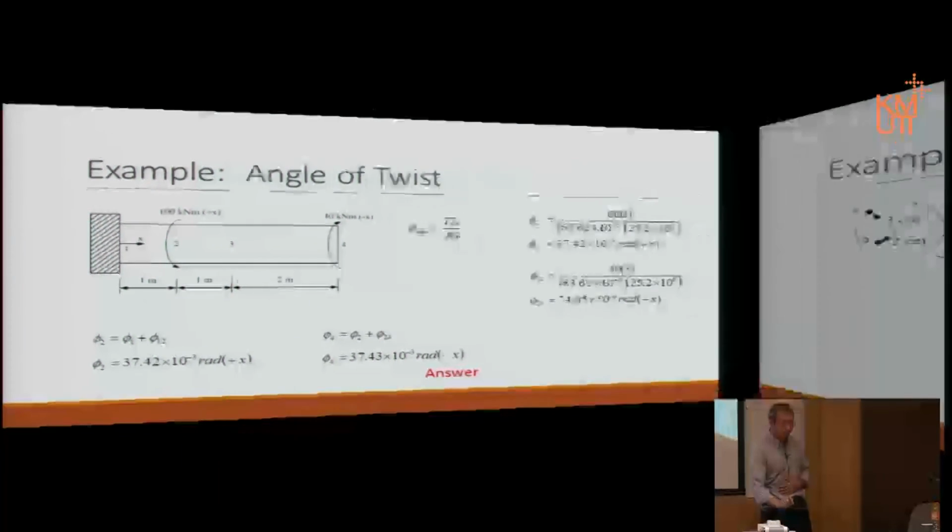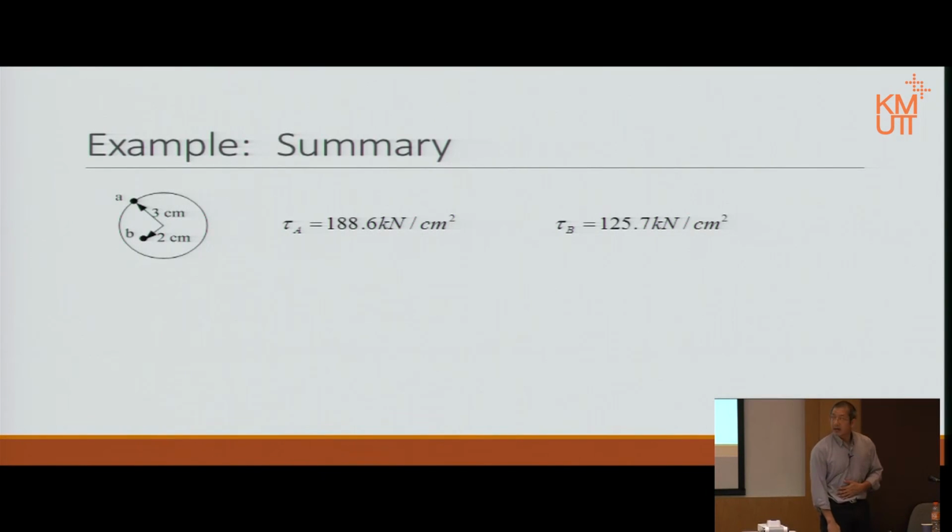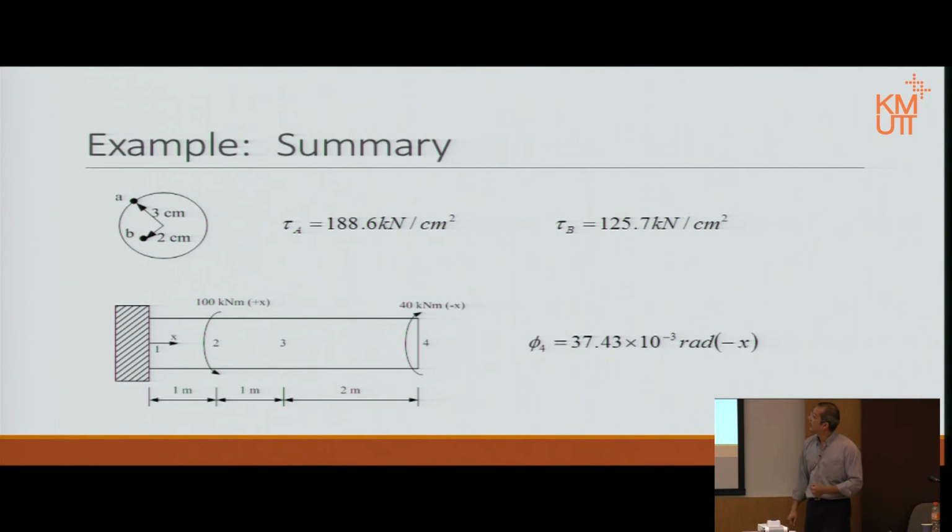Okay, so let's summarize all the answers we have. We found the shear stress on the 2 points A and B, which are on the cross section at point 3, and then we also found the angle of twist of point 4, and that concludes our answers.